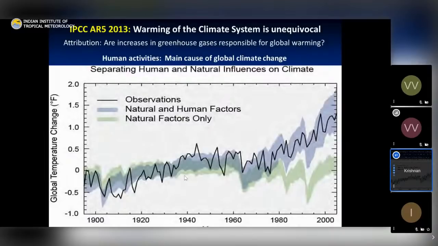And if you do, these experiments clearly showed that if you had only natural forcings, like irradiance changes at the top of the atmosphere or volcanic effects, we cannot produce the warming of the planet which we have seen in the last 50 years. It cannot be reproduced. So that is the main message.